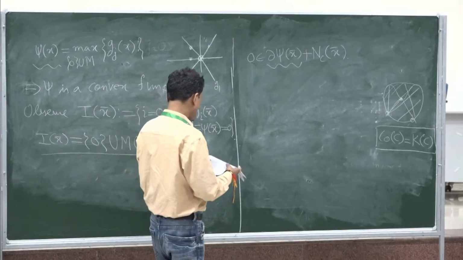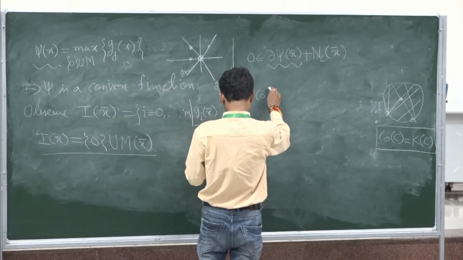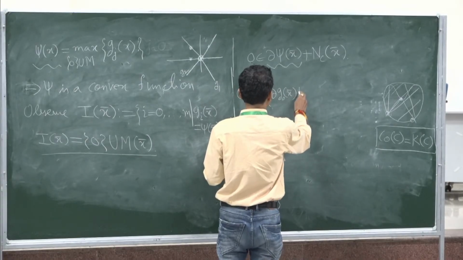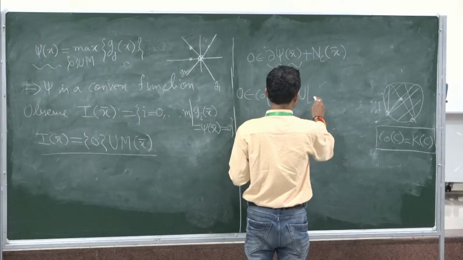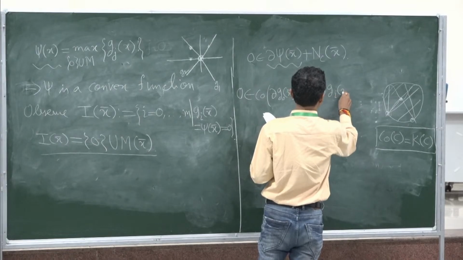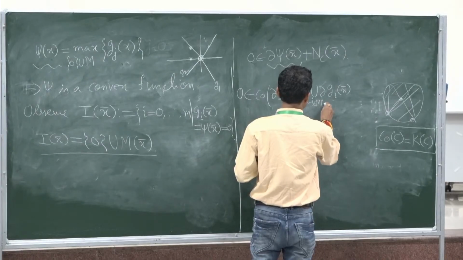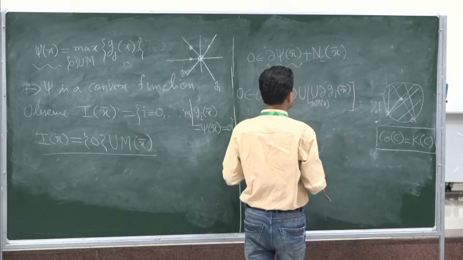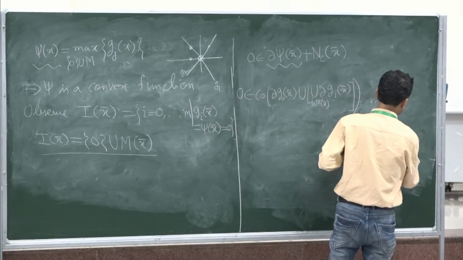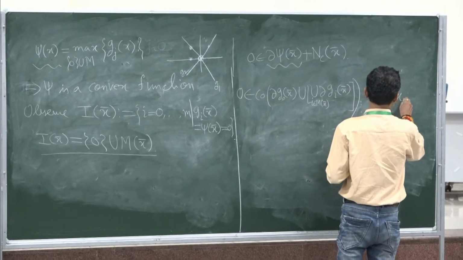So this will be: 0 belongs to the convex hull of this set. This will be the subdifferential of G naught at x bar, and then you take the union of the subdifferentials of Gi at x bar, where i is in m of x bar. So you take all these things, the convex hull, and then you have the normal cone to C at x bar.